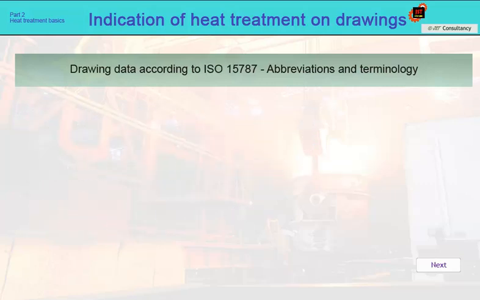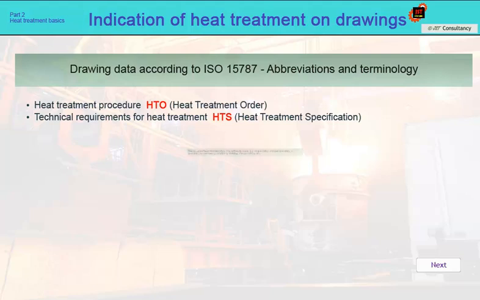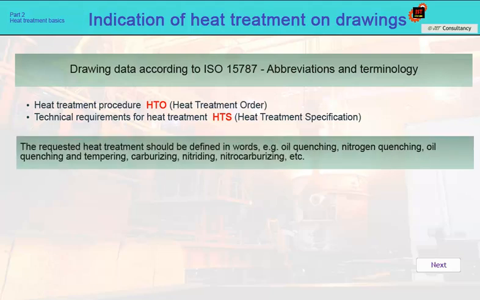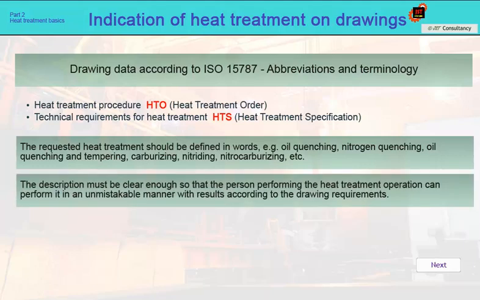Other possible data on the drawing are the following information: HTO, heat treatment order, and HTS, heat treatment specification. The actual heat treatment should be defined verbally, for example, quenching in oil, quenching in nitrogen, quenching in oil and tempering, carburizing, nitriding, nitrocarburizing, etc. The description must be clear enough so that the person performing the heat treatment operation performs it in an unmistakable way, with the results according to the drawing requirements.